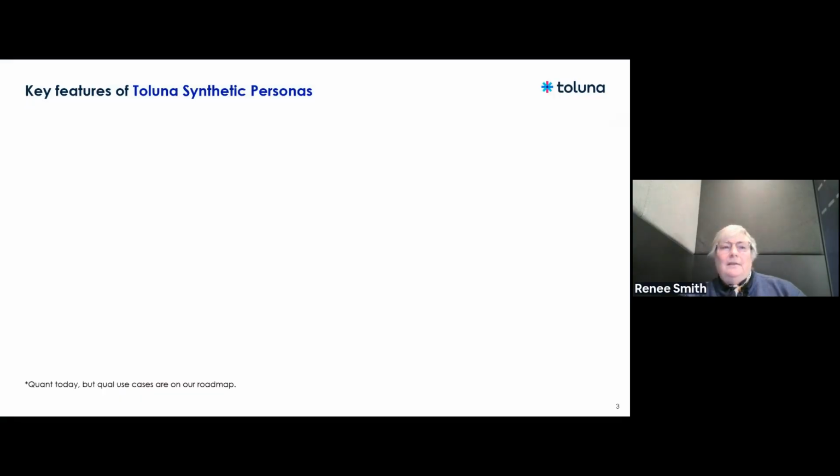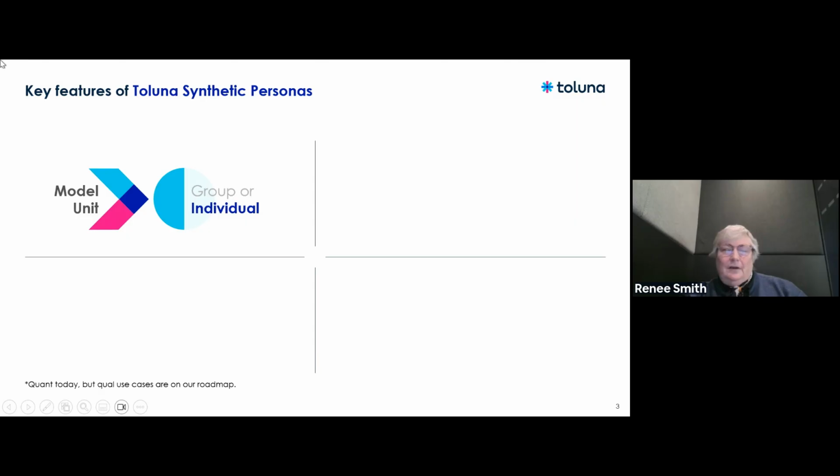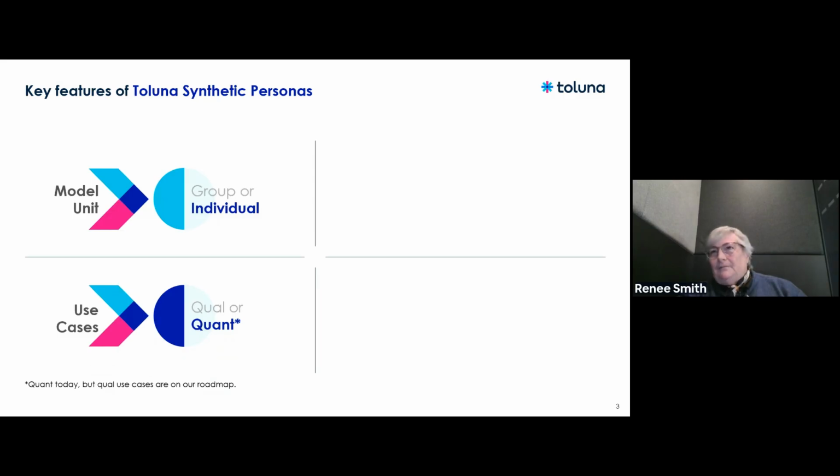All right, so let's level set, though, in terms of the word personas gets used in a lot of different ways. So let me tell you what Toluna Synthetic Personas are, what their key attributes are. First of all, we set out to work on quantitative research and being able to put individual level personas together in a sample. So our personas do not reflect a segment or a group. They actually have individual level diversity, and I'll explain in a minute why that is. We set out to solve the quant challenge.